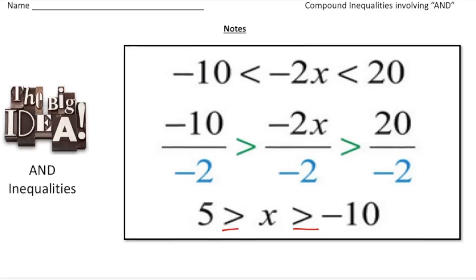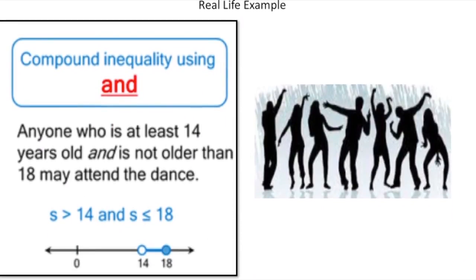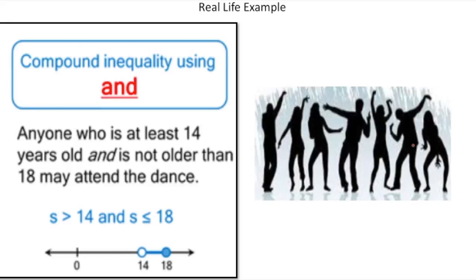Here's another real life example of an and. Say Curtis Corner Middle School was having a dance, and anyone who is at least 14 years old and is not older than 18 may attend the dance. Well, they have to be older than 14, but less than or equal to 18. So this is probably more like a high school dance. Right in this area, these are the only people who can attend the dance. Again, you have to be older than 14, but less than or equal to 18. That's the range of who can attend the dance.